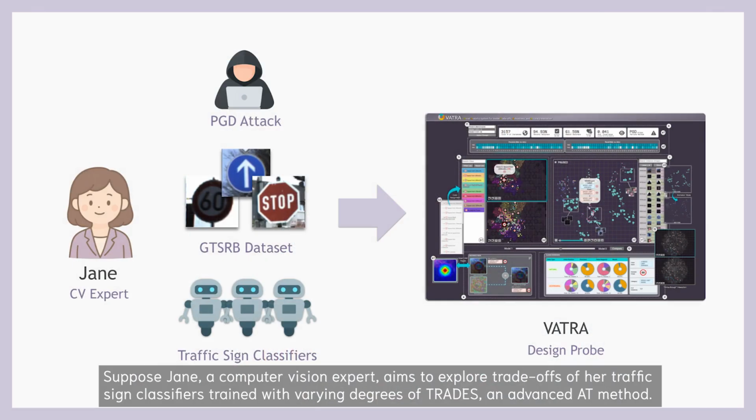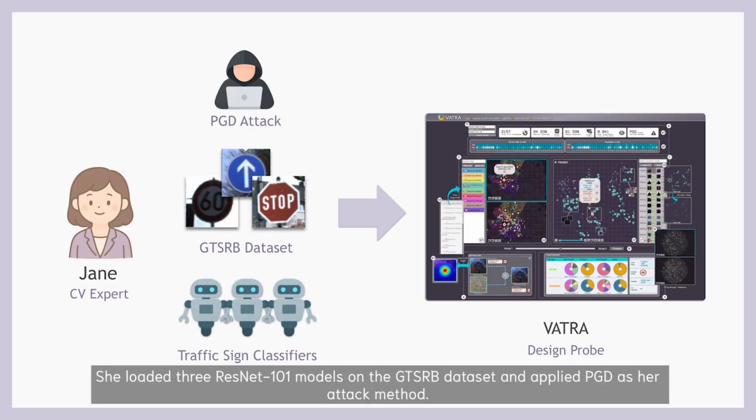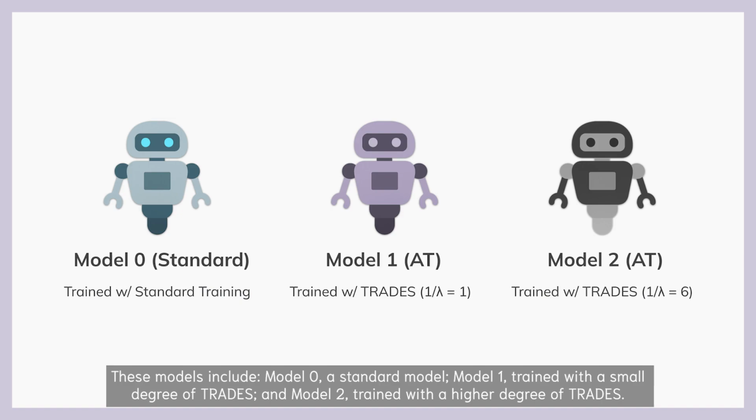Suppose Jian, a computer vision expert, aims to explore trade-offs of her traffic sign classifiers, trained with varying degrees of TRADES, an advanced AT method. She loaded 3 ResNet 101 models on the GTSRB dataset and applied PGD as her attack method. These models include Model 0, a standard model, Model 1, trained with a small degree of TRADES, and Model 2, trained with a higher degree of TRADES.